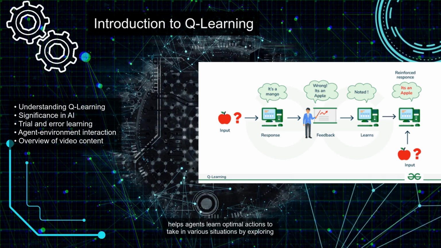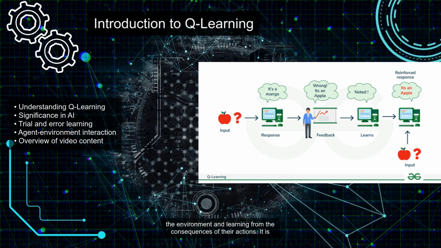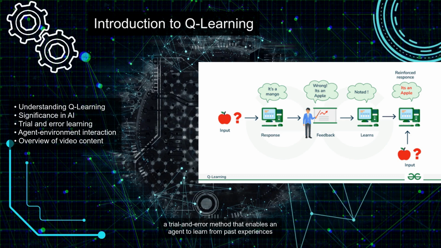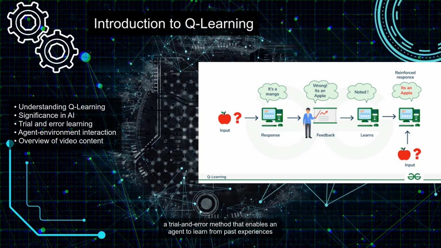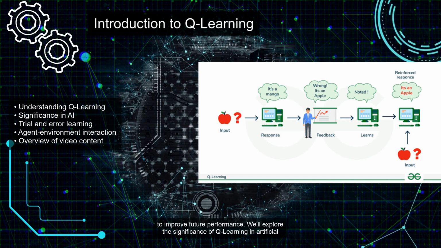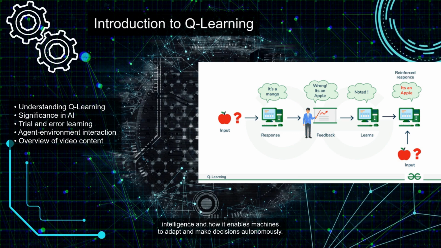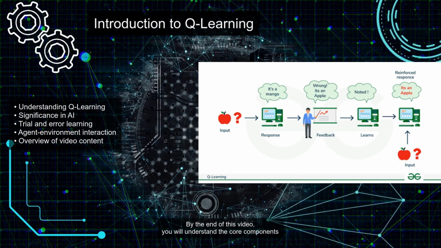Q learning helps agents learn optimal actions to take in various situations by exploring the environment and learning from the consequences of their actions. It is a trial and error method that enables an agent to learn from past experiences to improve future performance. We'll explore the significance of Q learning in artificial intelligence and how it enables machines to adapt and make decisions autonomously.